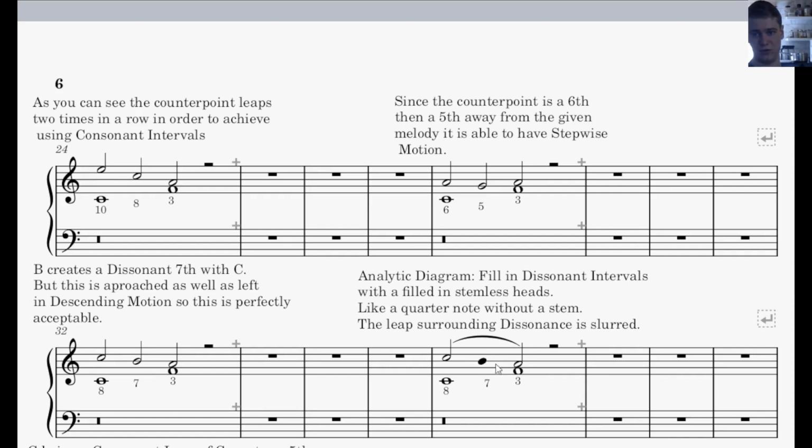It's a filled-in note, and there's no stem. So it's like a stemless quarter note almost. This is how we're labeling it in the analytic diagram to draw attention to this dissonance. And then you can see we have these 2 notes a third apart surrounding it, connected with the slur. So the slurs are on the downbeats, the 2 notes that are meeting together.